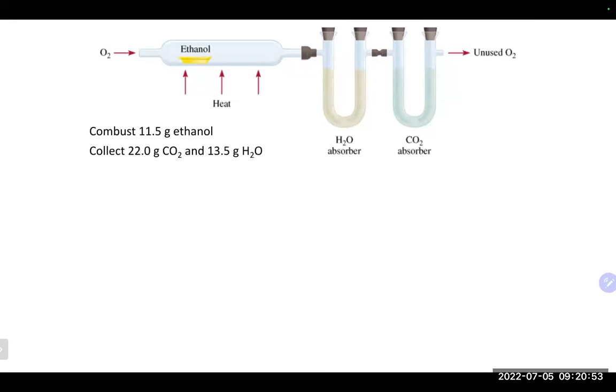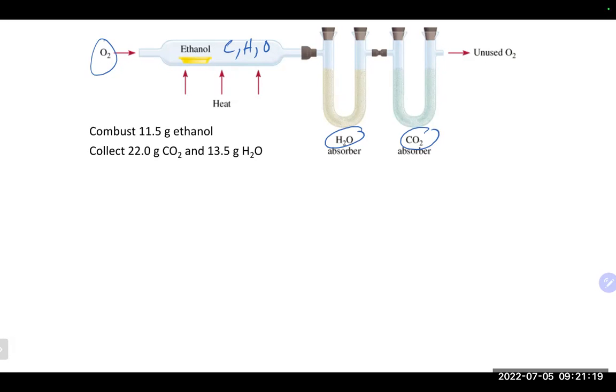So we put our ethanol, which is carbon, hydrogen, and oxygen. We heat it up. It goes through this reaction, a combustion reaction. We're obviously supplying a little bit of O2 in there as well. Going to collect some water and going to collect some CO2. And that's going to allow us to figure out how much carbon and hydrogen there are. So that's what we're going to start with.